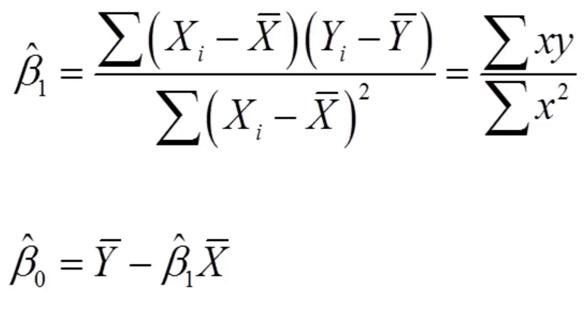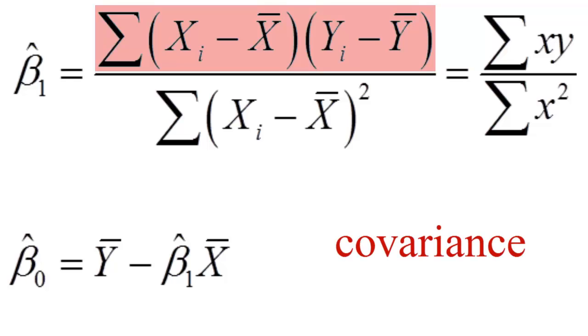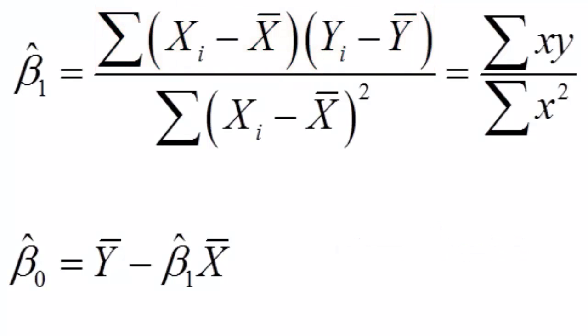Now, when you look at the formula for the slope, beta hat sub 1, you'll see in the numerator something we saw in correlation. We have the sum of the cross products, or the covariance of x and y. And all we're going to do is divide that covariance by the variance of x.